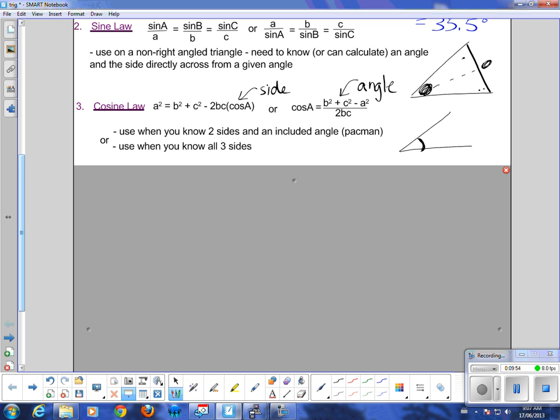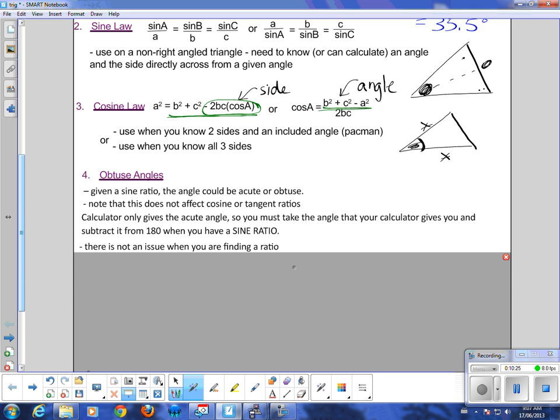So if I know this angle, I would have to know this side and this side in order to use the cosine law to find a side length. If I know all three sides, it means I can find an angle. The other thing that you really need to pay attention to is really watch your order of operations on both formulas, in the sense that this item here is all together. So you might be better to calculate that all together.